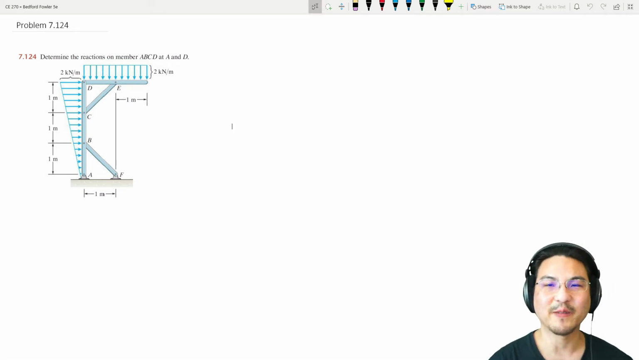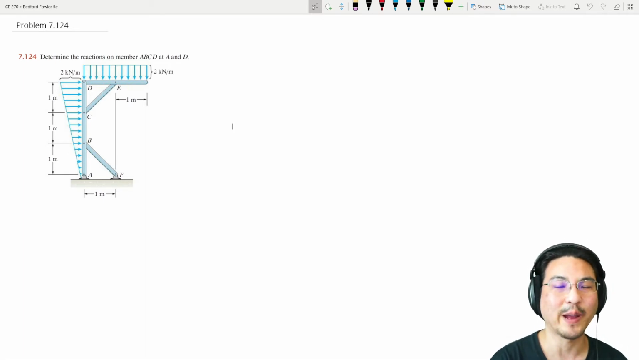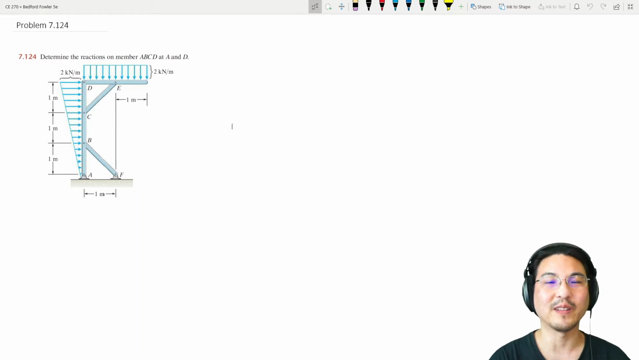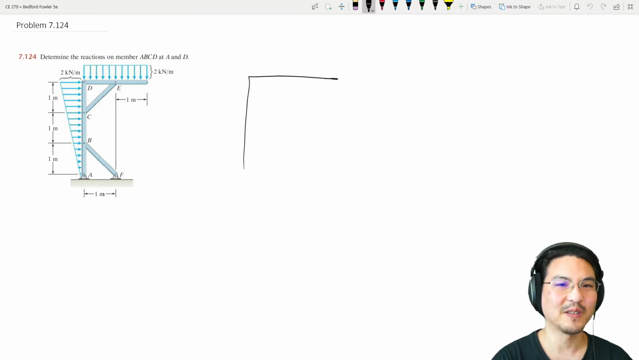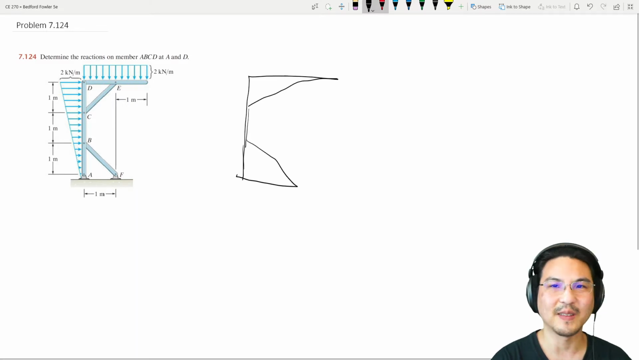Hey everybody, let's give this problem a try. So it's a frame with distributed loads. So how do we do this? You don't have to, but a good starting point is just take the entire structure as a whole, and then just draw the reactions at the supports.